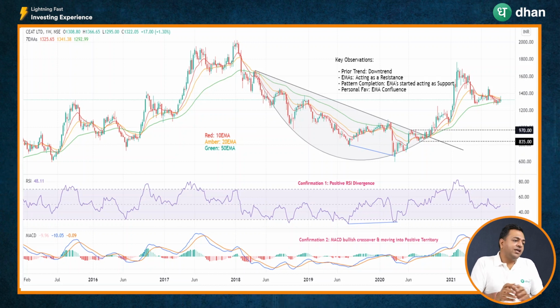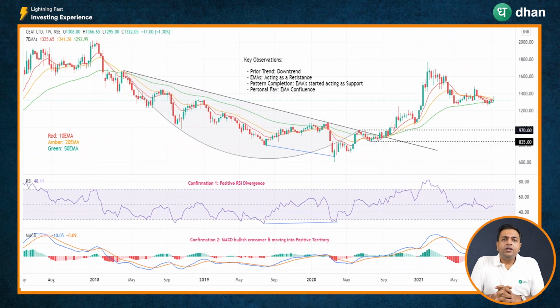And since we are looking at this pattern formation on a weekly time frame, I can switch back to a lower time frame to define my entry and stop loss. Moving on, a slight variation to the rounding bottom pattern can be classified as a cup and a handle pattern. As the name suggests, it's very similar to a cup and a handle.